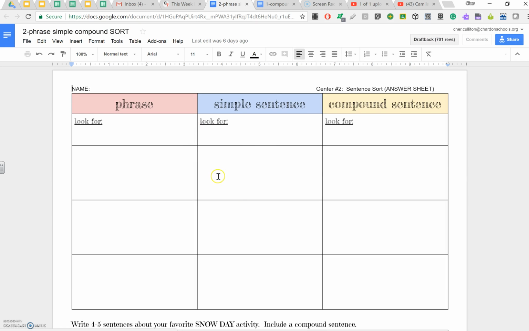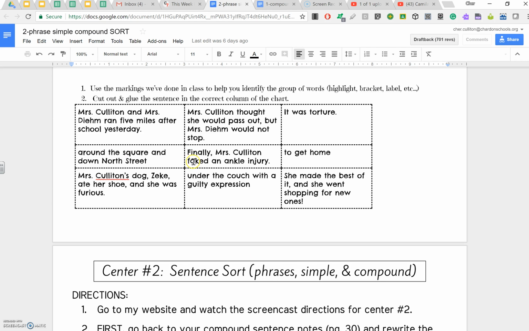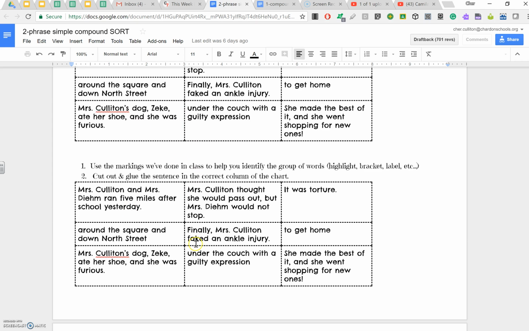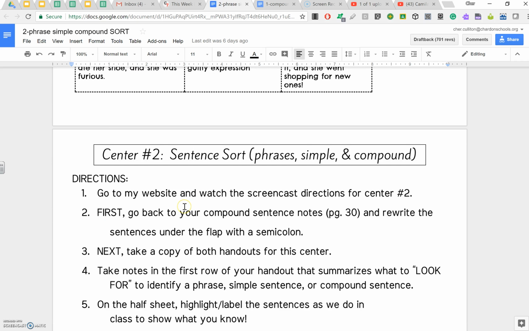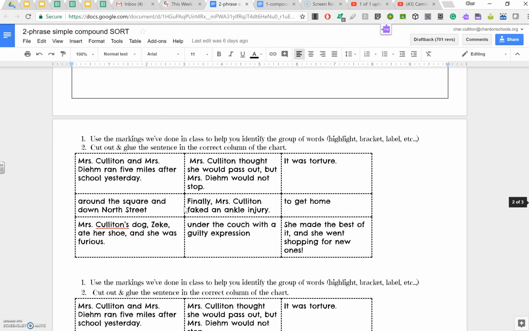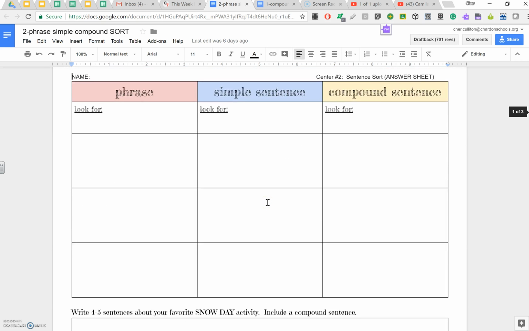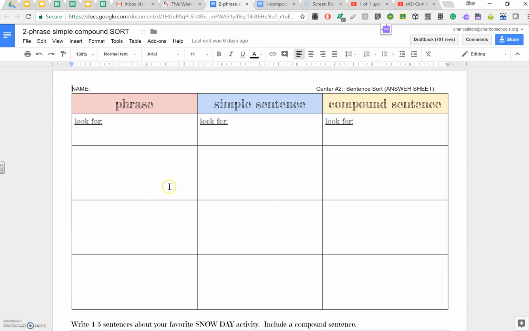a paper that looks like this. It's on blue, and then a paper that looks like this on white. Okay, and what you're going to do is just like what we did for our sentences. We're going to eliminate phrases, label subjects, label verbs, circle comma fanboys if we find them, and try to decide if our sentence is a phrase, if it's a simple sentence, or a compound sentence. If it's a phrase, we're looking for a prepositional phrase, an infinitive, a verb phrase, or an appositive.